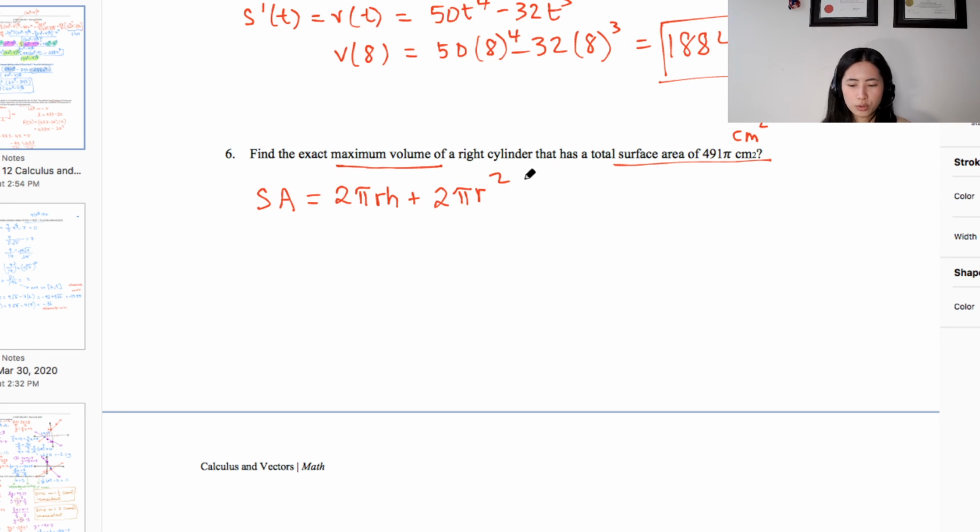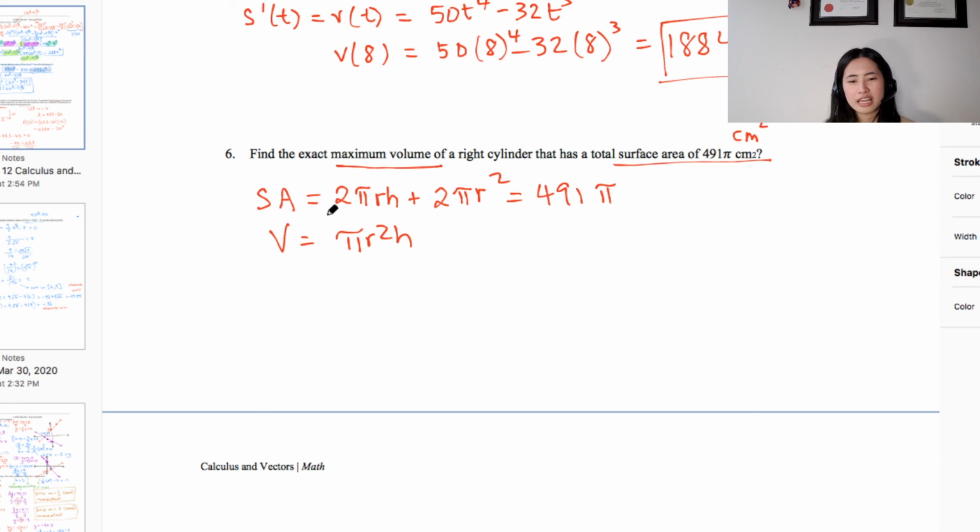Okay, great. So you know that, and this needs to be equal to 491 pi, because the total surface area is 491 pi. Now, the volume of a cylinder is something that you need to know as well, because for calculus, a lot of teachers don't give you a formula sheet, so you need to know this. The volume of a cylinder is pi r squared h. So we know this is the volume and this is the surface area. Okay, so we're good to go.